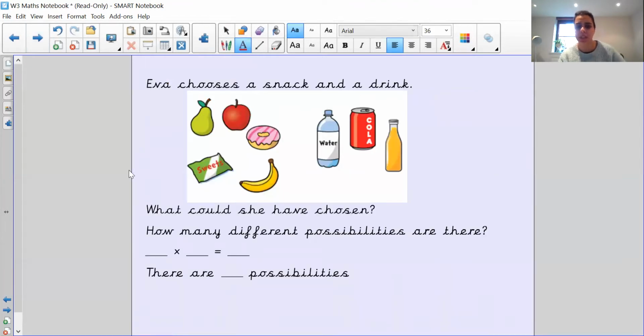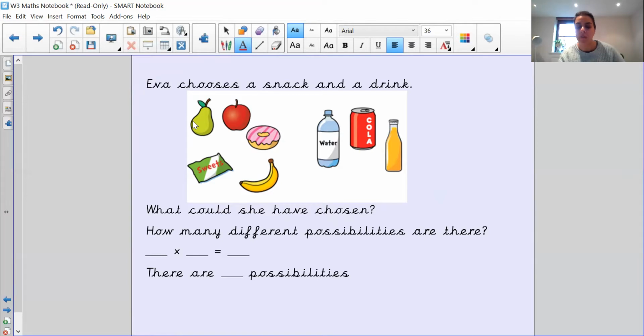Eva chooses a snack and a drink. So she's got a pear, an apple, a donut, a banana, and some sweets. And her drink option is water, cola, and I think it's orange juice. What could she have chosen? How many different possibilities are there? Now, what you can do, you can draw this to help you if you want to, you could group them.